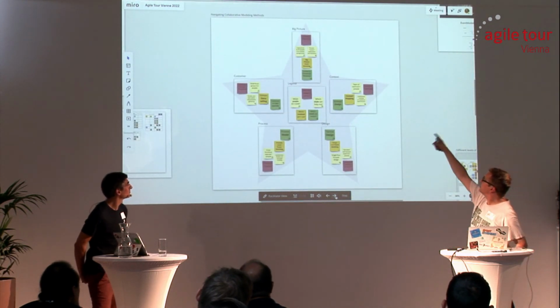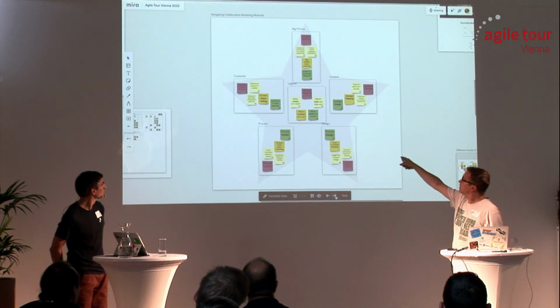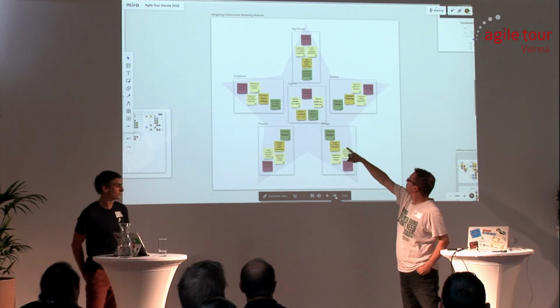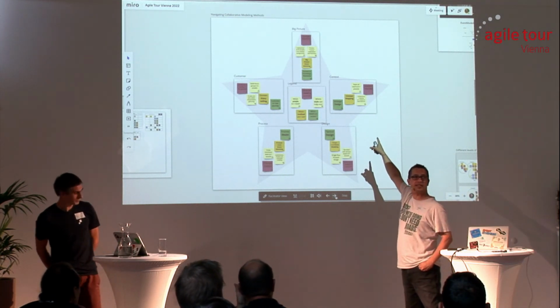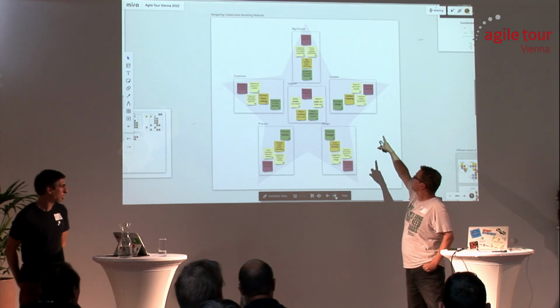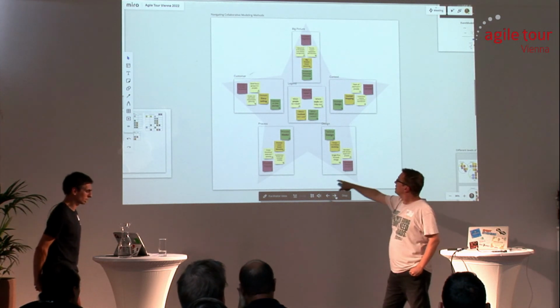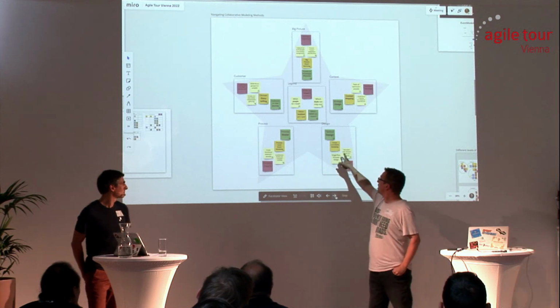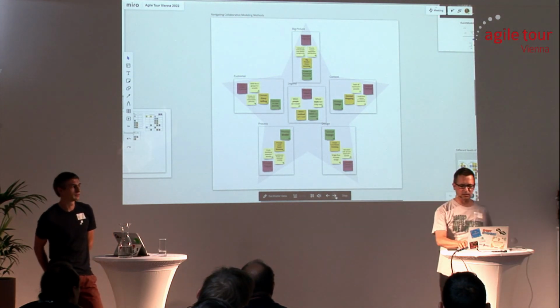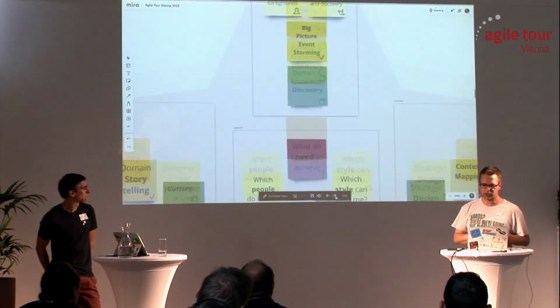We have here the big picture event storming on the top. We have the storytelling here on the left. We have a tool we didn't mention today: it's context mapping coming out of domain-driven design, which we really like. The process level event storming and the design level event modeling. So let's look at the big picture up there.